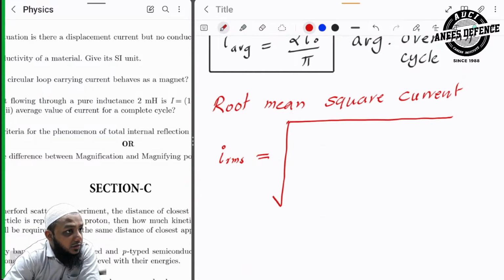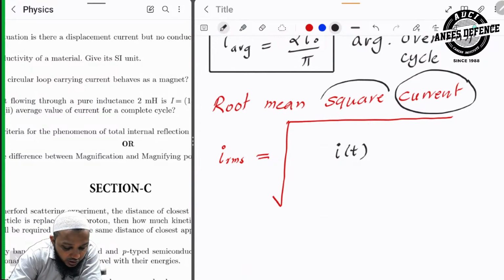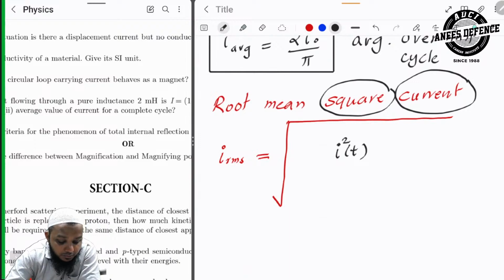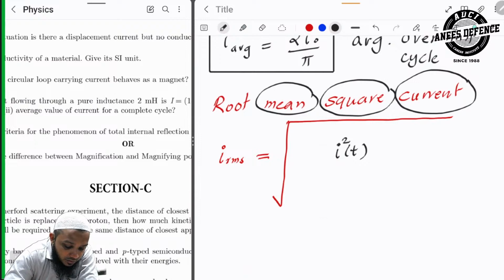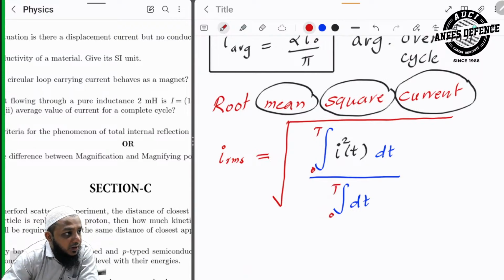Third word is square. So we know that we have a current value I of t, right? First there is a current, then there is a square. So the next step is taking the square of current and then taking the mean value. How to take the mean value? I will integrate it and divide by time. This is how we took the limit. And since we are doing everything for 0 to capital T over one cycle, I will take one cycle. RMS value is taken over one cycle.